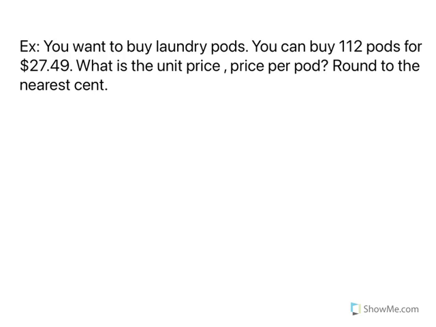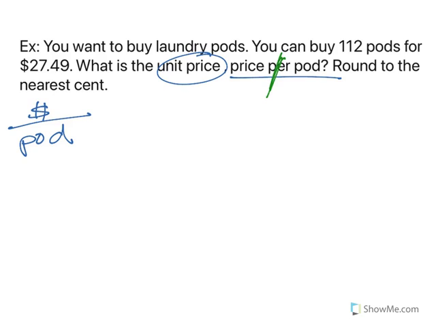So in this case, you want to buy some laundry pods. Who doesn't need laundry pods? You can buy 112 pods for $27.49. What is the unit price? This is known as the price per pod. When we are finding the unit price, your dollar sign is always going to go on the top. So we want price per pod. The word per implies a fraction bar. So in this case, we're saying $27.49 over 112 pods.